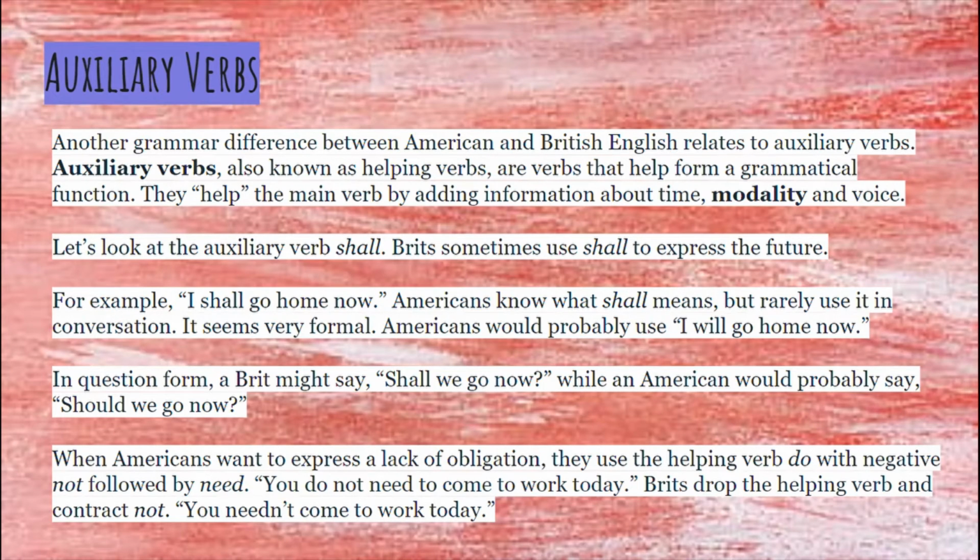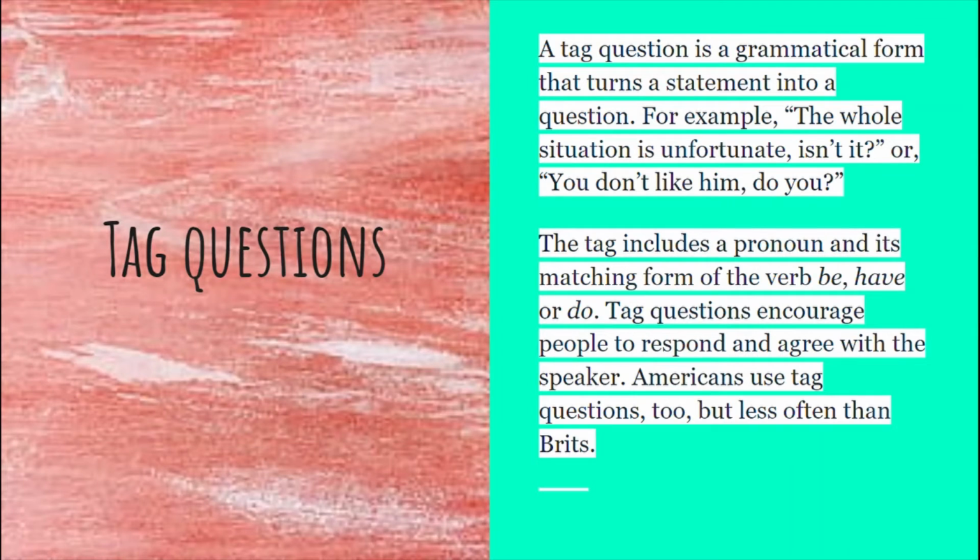Next, we have tag questions. A tag question is a grammatical form that turns a statement into a question. For example, the situation is unfortunate, isn't it? She didn't go there, did she? Or you don't like him, do you? So a tag includes a pronoun and its matching form of the verb be, have, or do. There are rules to form tag questions, which we could go over in another lesson.